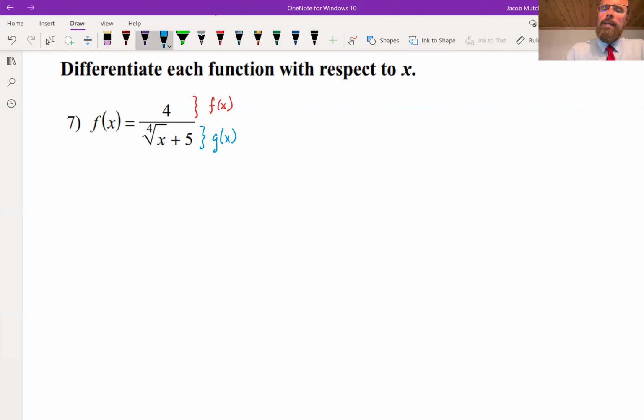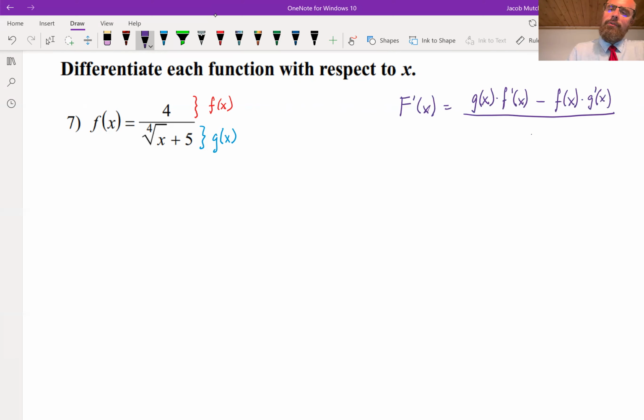So let's set out our rule again so we can see what it says. Again, it's the derivative of big F of x is g of x times the derivative of f of x minus f of x times the derivative of g of x, all over g of x, the original, squared. So I need to find my derivatives of these separated out f of x and g of x from my original. So that's going to be the derivative of 4. That's a constant, so that's going to be 0.